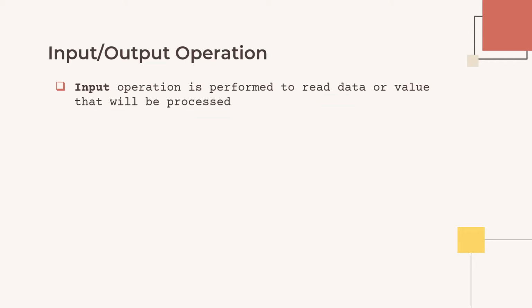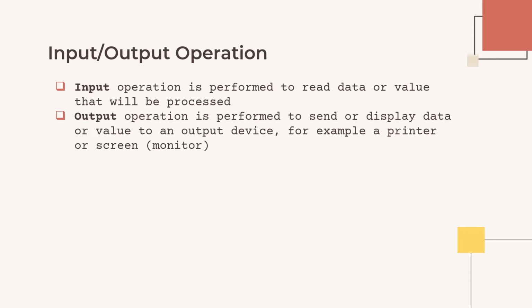In contrast to input operation, output operation is performed to send or display data or values to an output device, for example, a printer or screen monitor. The example of output operation is displaying a sentence on the screen, usually to display a command to enter an input value to the program, or to display the value of a variable, the result of a calculation, or the result of a solution on the screen.